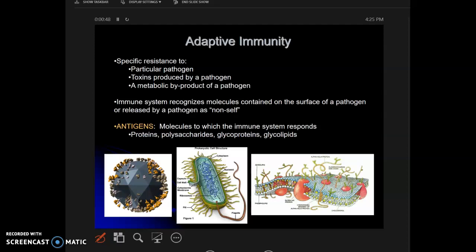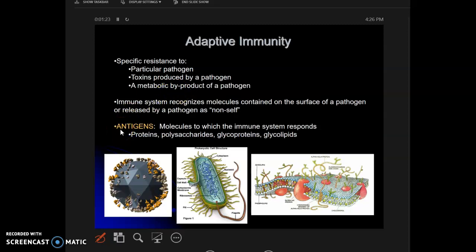What did we say was adaptive immunity? Adaptive immunity is a specific resistance to a particular pathogen, toxin, or a metabolic byproduct of a pathogen. Remember, it is very, very specific. Not any metabolic product, not any toxin, not any pathogen, but a specific pathogen, a specific toxin, a specific metabolic byproduct. All right. So how does it recognize this?